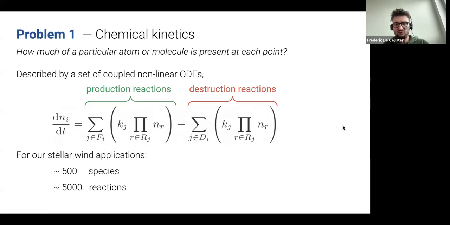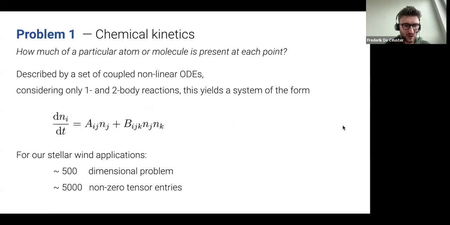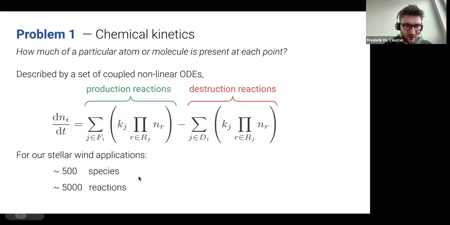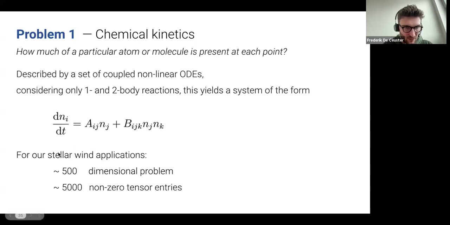Now, this equation looks quite difficult, so I'll try to simplify it a bit by only considering 1 and 2 body reactions. And then you can write it in this slightly more elegant form, where we have a tensor A and a tensor B. And here we assume that there is a summation over all the repeated indices, right? So here we sum over the J index, and here we sum over the J and the K index. And then the idea of 500 species and 5,000 reactions translates into this as being a 500 dimensional problem. And there are 5,000 non-zero entries in the tensors A and B.